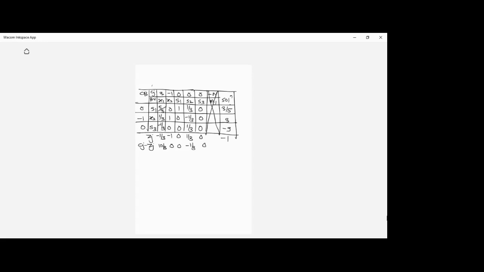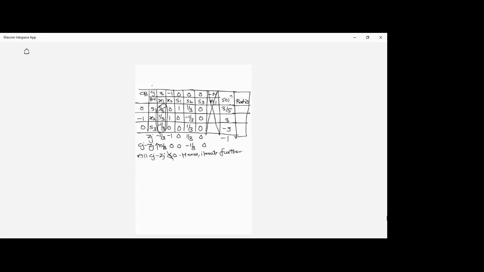So if you check, all Cj minus Zj values are not less than or equal to 0. So hence we'll have to iterate further. There is only one positive value here, which is 10/3, and it will act as our key column. So I'll be marking this column as the key column. We'll have to add one more column, that of ratio.